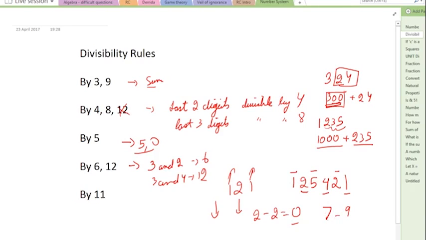9 minus 7, 2 is not divisible by 11. So this number is not divisible by 11. And that you can check with any number which you know to be divisible by 11. So this is the test for divisibility for 11.